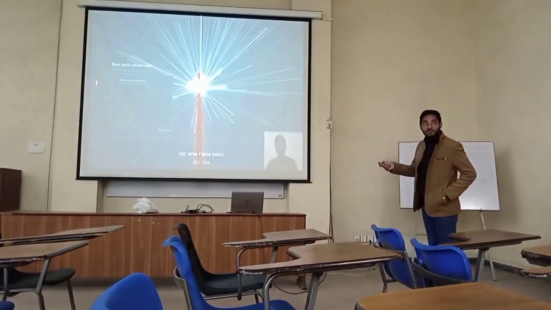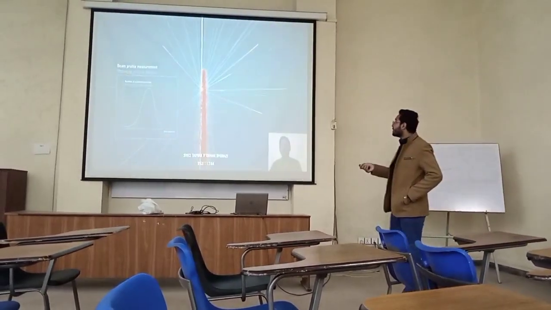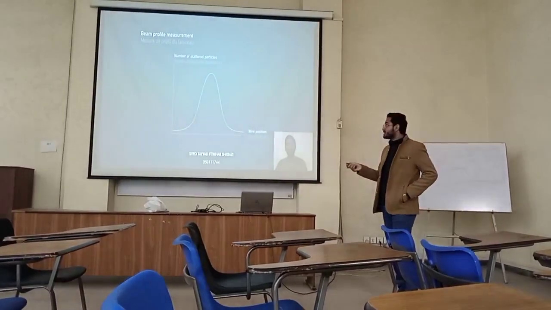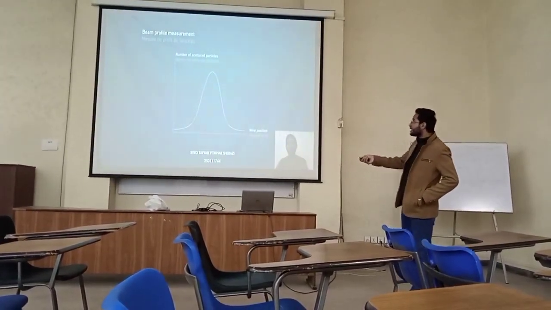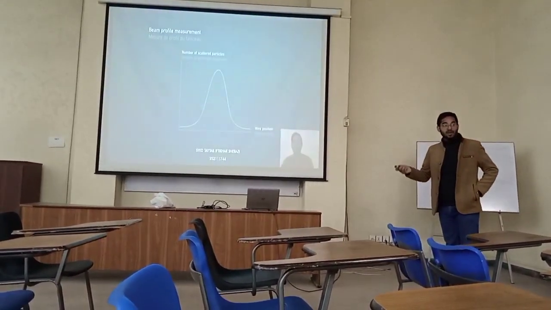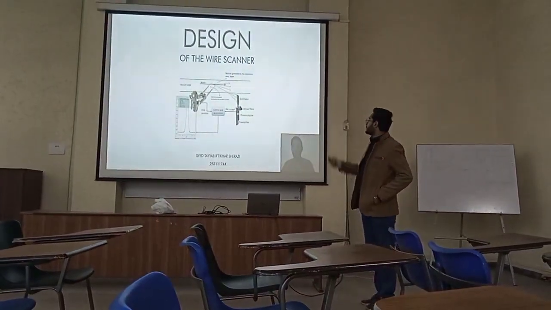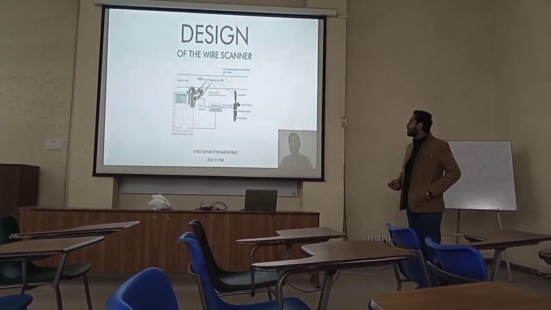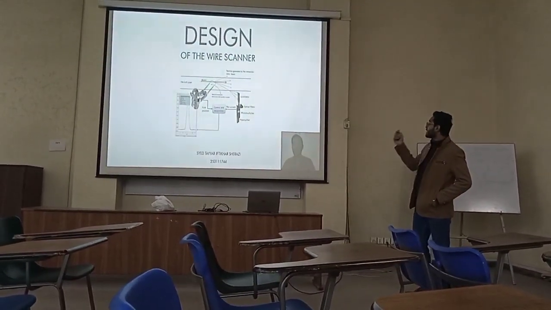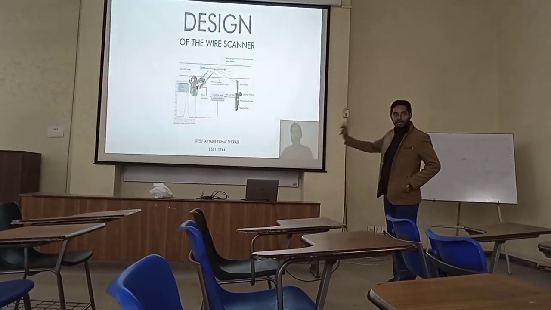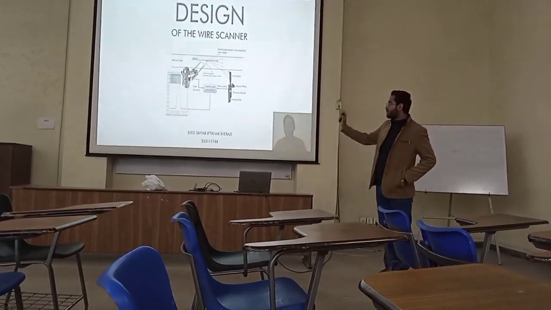We can have a distribution of the interaction with the wire, and this is how we can get an idea about the intensity of the beam, and this is how it is calculated. The wire position, together with the number of particles that interacted with the wire, gives us the beam profile, and we can have an idea of the beam. This is another slide for the design of the wire scanner. This is the vacuum pipe, this is the beam, and we have seen all of it quite clearly in the video.